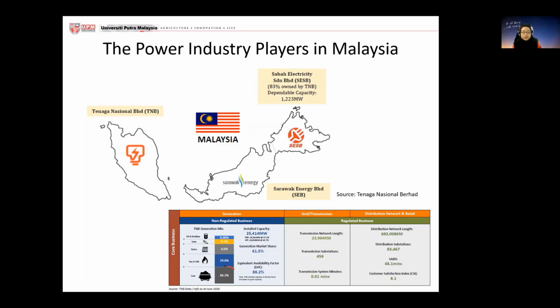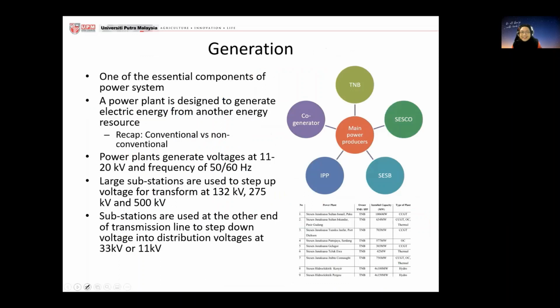Okay, although the majority now is coal, and this is the latest figures from 2020. But if you look here, the generation market share of TNB is actually only 61.5%. There are actually other players. So generation is one of the essential components of our system, as we've looked at before.